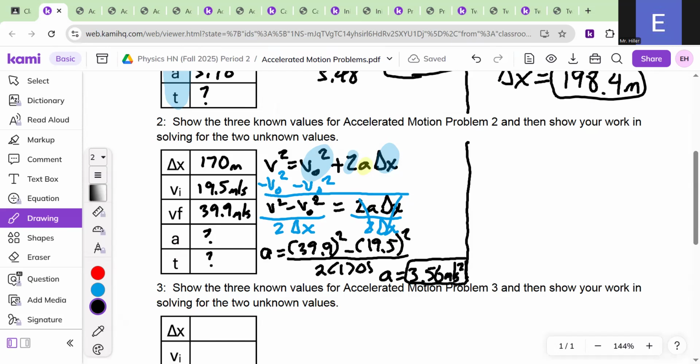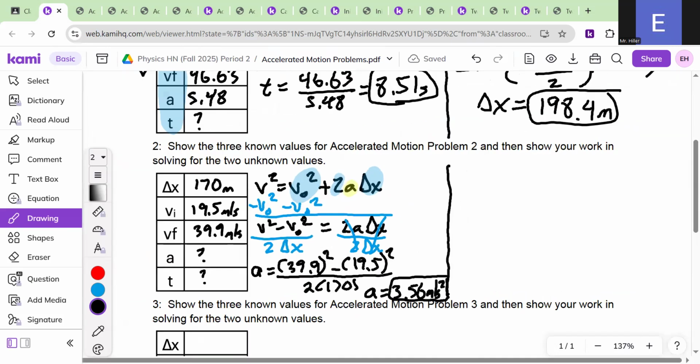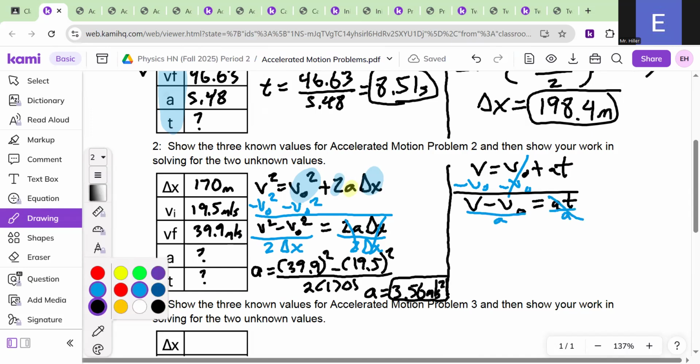Now you got to find the time. Well, for me, the easiest equation to work with is number 8. V equals V naught plus AT. I have to solve that for time, so I need to start by subtracting V naught from both sides. And my equation is V minus V naught equals A times T. To solve for time, I'll divide by acceleration. So time would be, now still plugging in my case, 39.9 minus 19.5 all over A, which we found to be, in my case, 3.56.